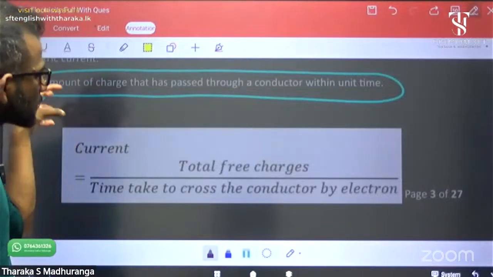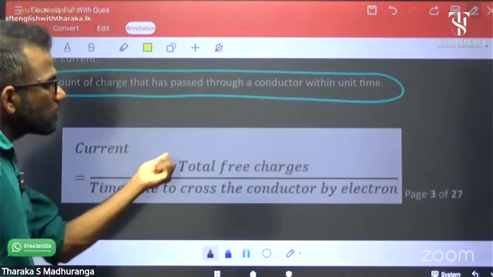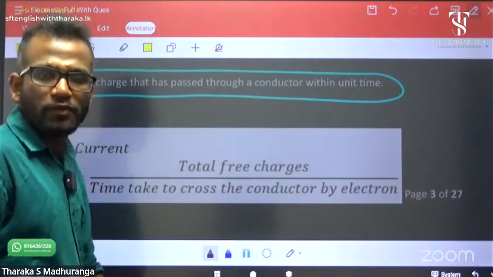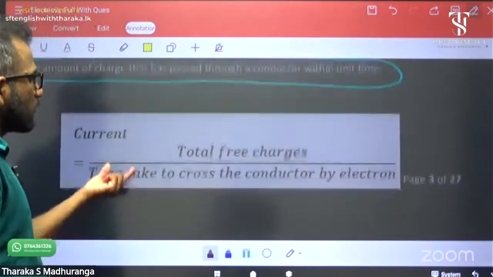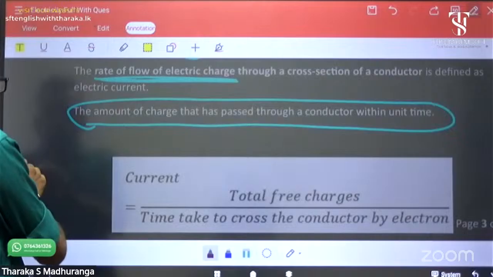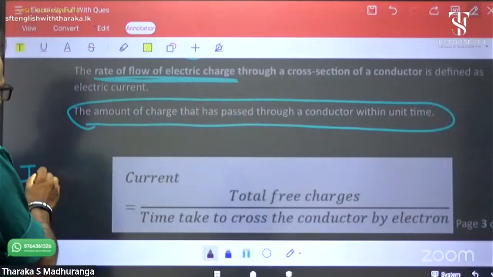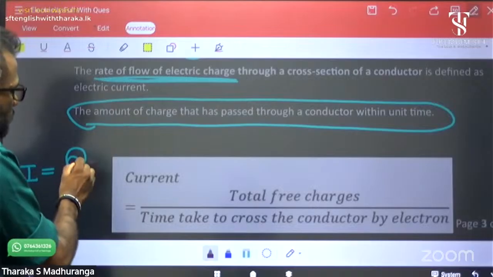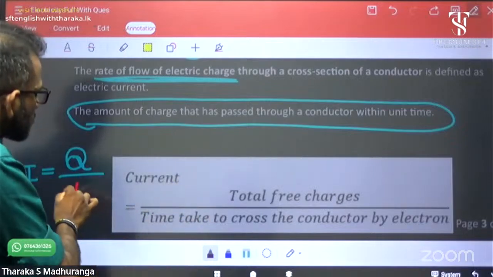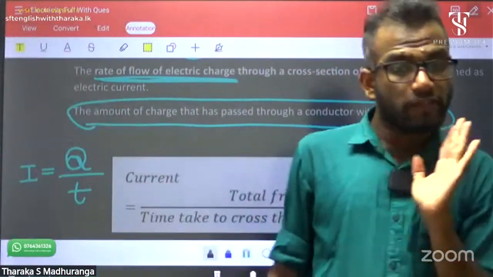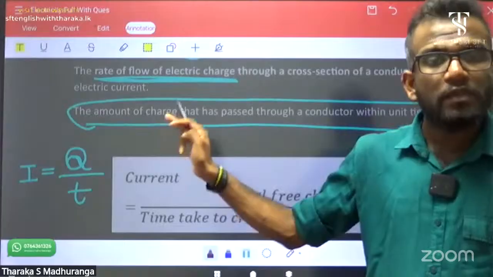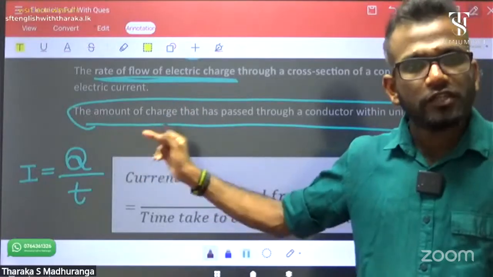According to this meaning, electric current equals the total free charge moving through the conductor divided by the time taken. In short form, I equals Q over T. Q means the amount of charge flowing, divided by time. This is the first equation of the lesson. I equals Q over T. What is the meaning of Q? It's charge.